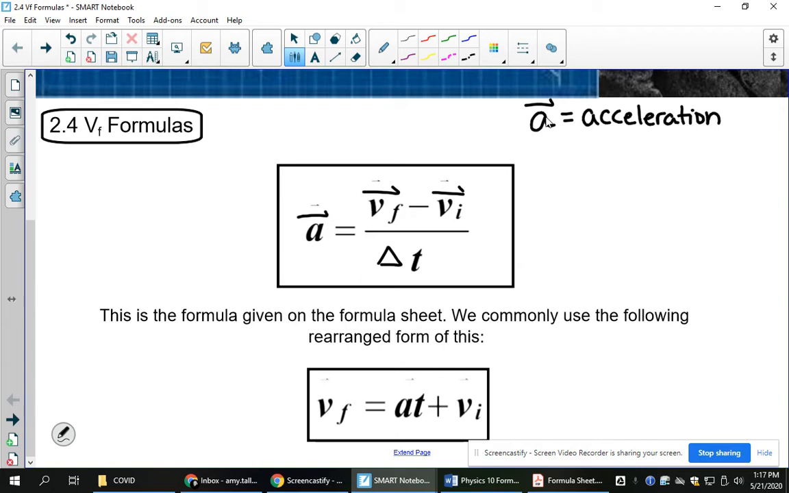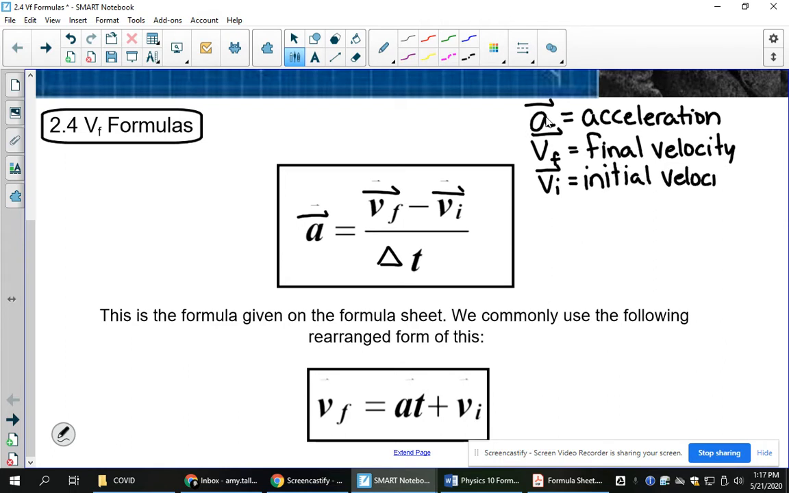The top of the fraction has velocities. They both have v's, and then they have little subscripts. So like in chemistry, how we wrote the numbers really small and below the regular line of script. This stands for final velocity. This VI stands for initial. And the last one, delta T, or just T, stands for time.